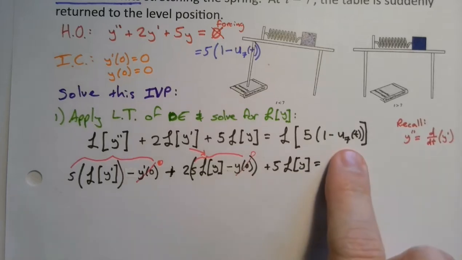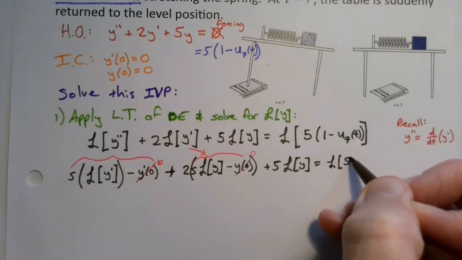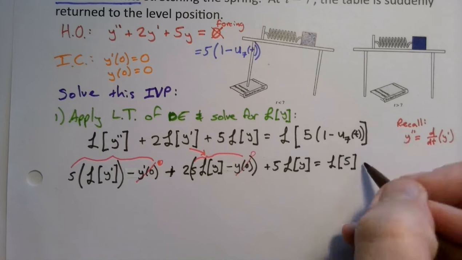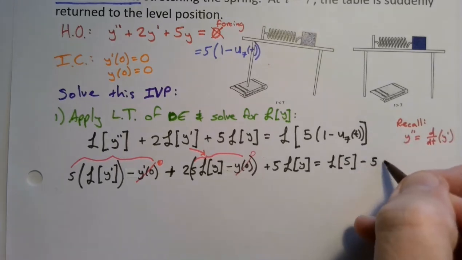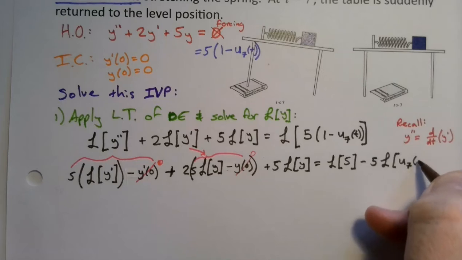The other side is we have to figure out what the Laplace transform of this is, but it's really two things. It's the Laplace transform of 5, a constant, minus 5 times the Laplace transform of u sub 7 of t.